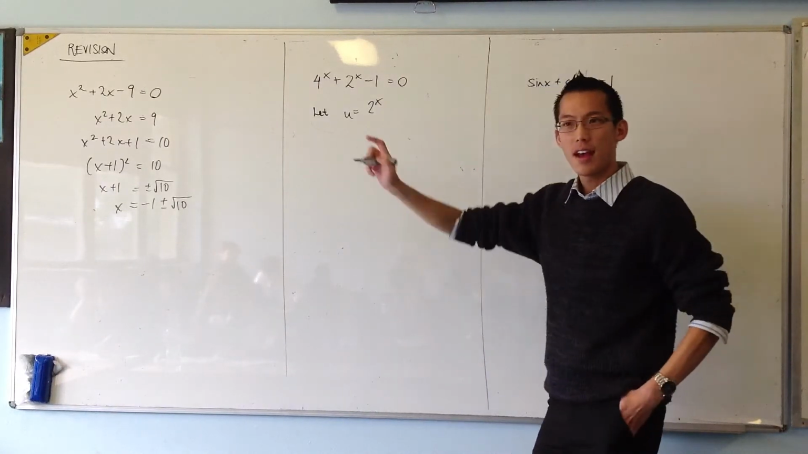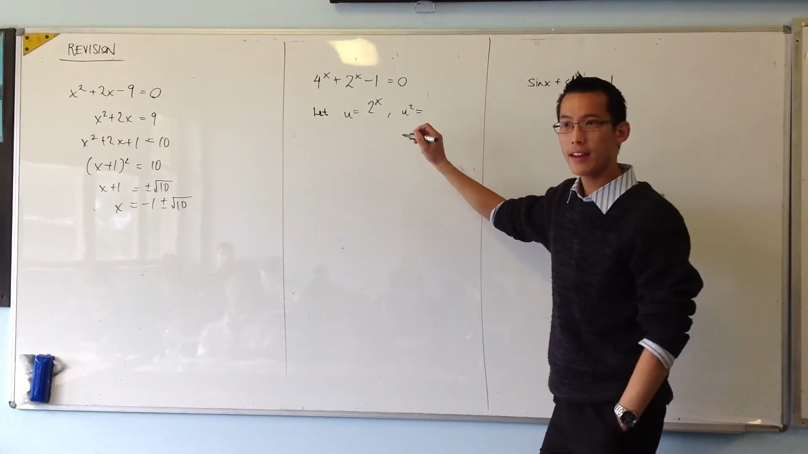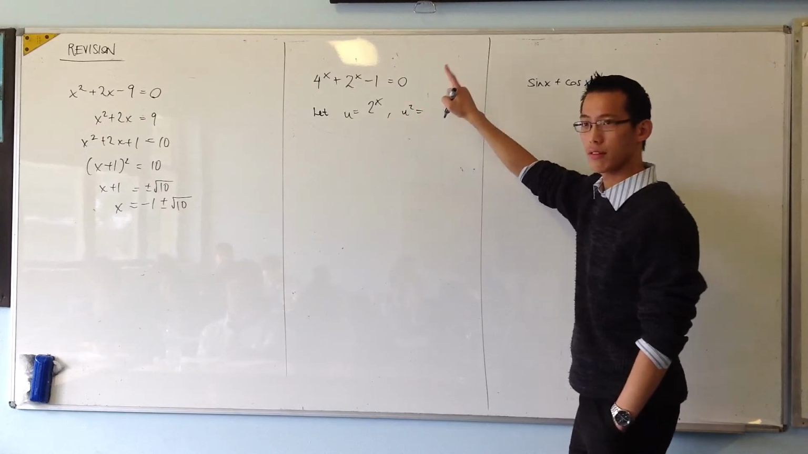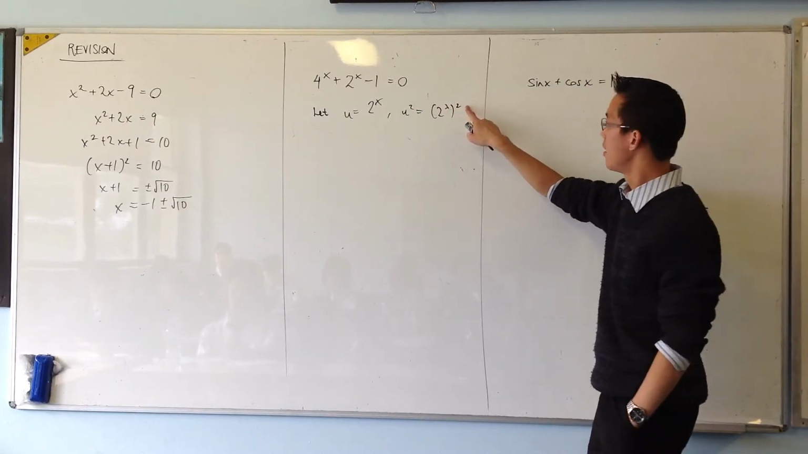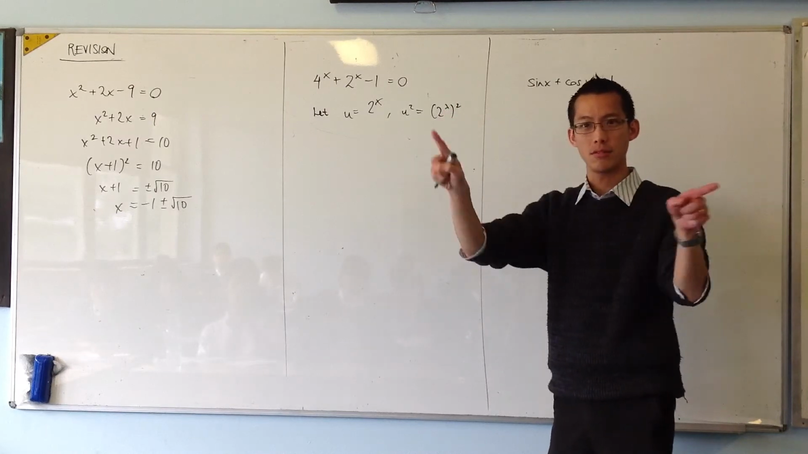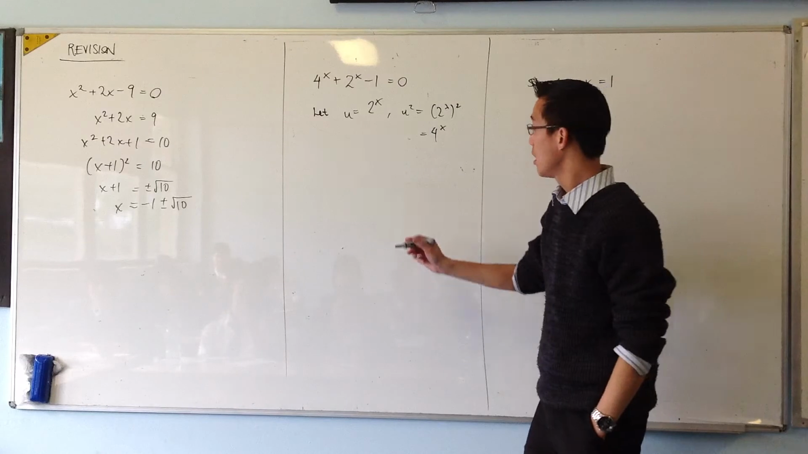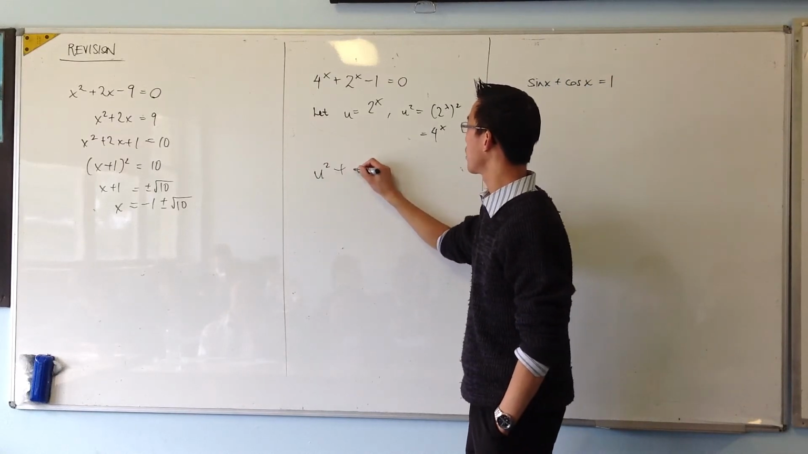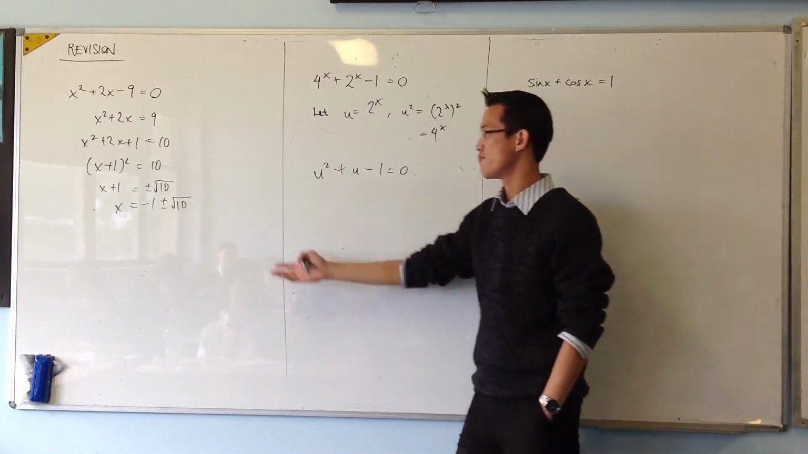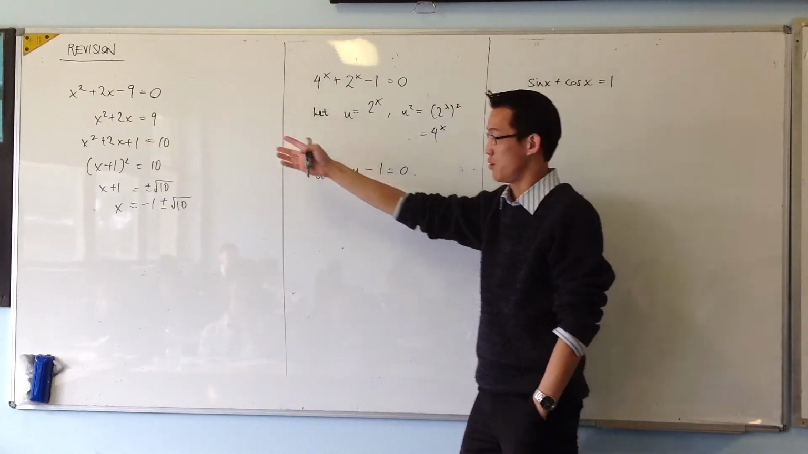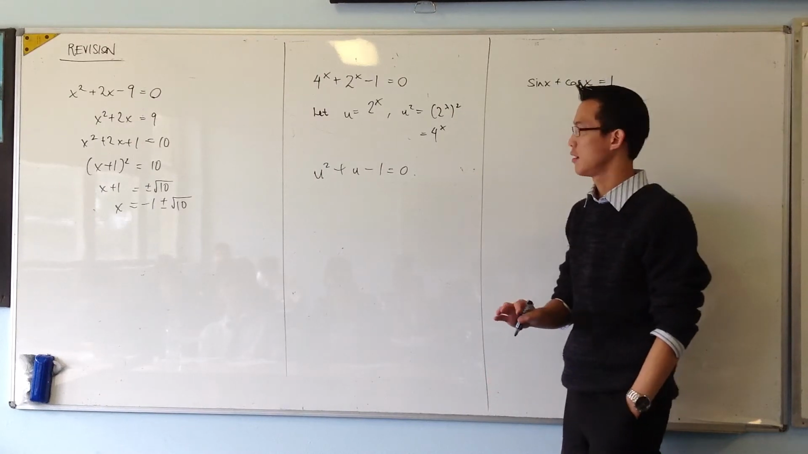If u is equal to 2 to the x, then u squared is 2 to the x all squared, right? But by your index laws, you remember that that 2 and that x are interchangeable, okay? So this is really 4 to the x. So this is u squared plus u minus 1 equals 0. And then you can deal with it however you like. You can do this, or you can do the formula. You get a solution at the end, but you understand how it works.